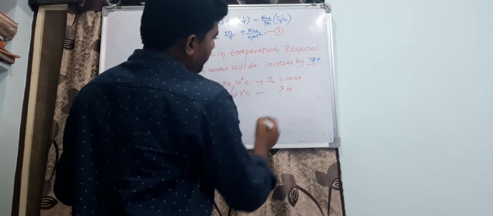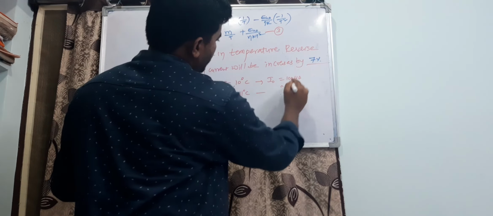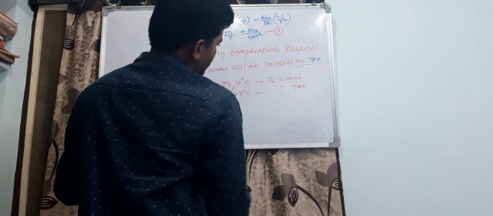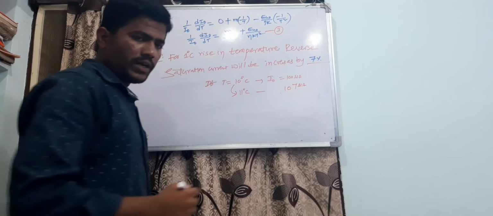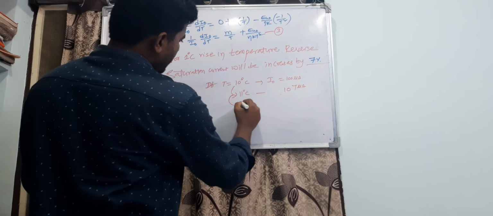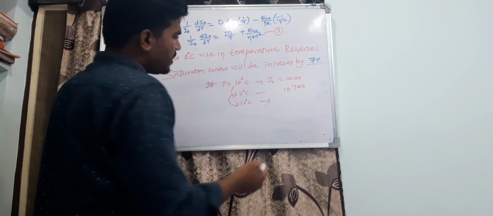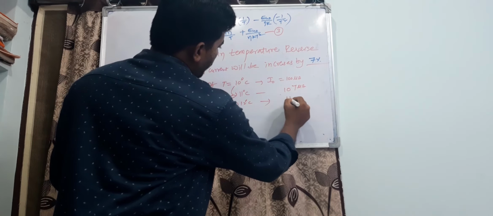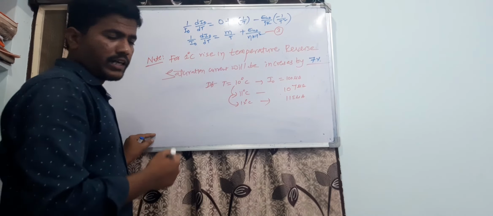This value will be 7. For example, 7% of 100 means 7 microamps will be increased, which means at 11 degrees centigrade this value will be 107. For example, if I increase again by 1 degree centigrade here, what is the percentage increase? This value will be 115 almost. If you have a calculator, you can calculate this.